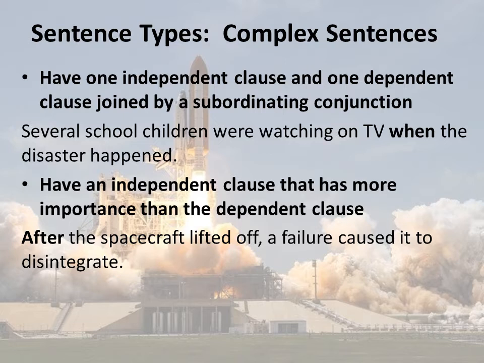We have our subordinating conjunction, after, so that tells us that what comes after it is the dependent clause, the spacecraft lifted off. Now we can't put a period there, so we put a comma. And then we have a failure caused it to disintegrate. That would be complete by itself. So that is the independent clause, and it's more important than the dependent clause. Notice that I have switched the order of where the subordinating conjunction goes. You have two choices when you write complex sentences, and that can help you with sentence variety in your writing.